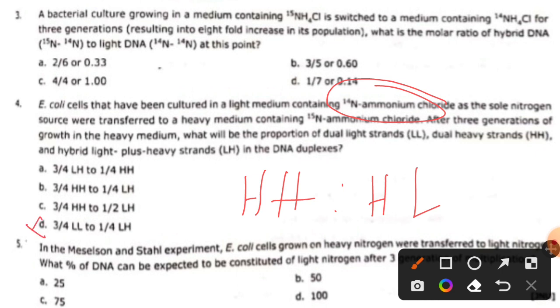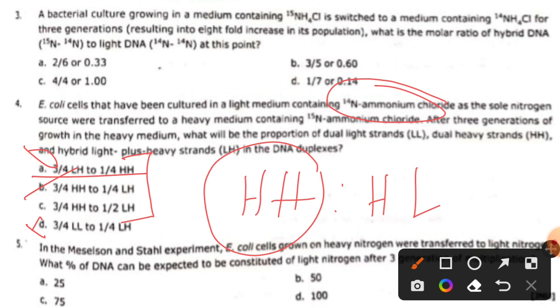this option will be cancelled out. So we have to focus on these three. And here I have also told you that the proportion of the heavy nitrogen containing DNA strand will be higher, right? So if you focus on the first point, they are telling that 3/4 hybrid strand, but that is not possible, right? I hope you can understand. So your answer will be B.